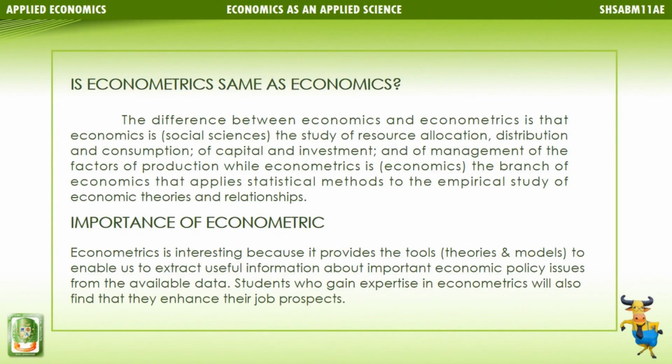Is econometrics the same as economics? The difference between economics and econometrics is that economics is a social science, the study of resource allocation, distribution and consumption, of capital and investment, and of management of the factors of production, while econometrics is the branch of economics that applies statistical methods to the empirical study of economic theories and relationships.